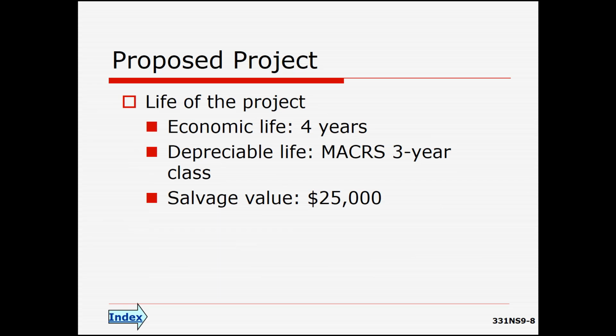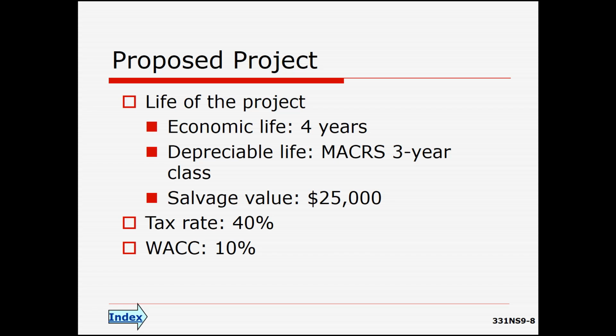The equipment will be depreciated under the Modified Accelerated 3-year class. The equipment is expected to be worth $25,000 at the end of the project. The tax rate is 40% and the cost of capital 10%. Note that the project has a definite finite life, 4 years. In capital budgeting, regardless if the project is expected to go on forever, it has a definite life.